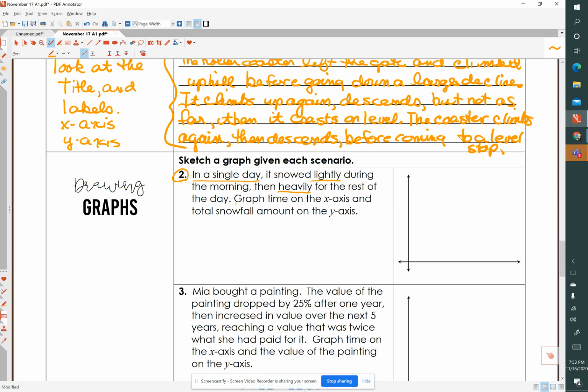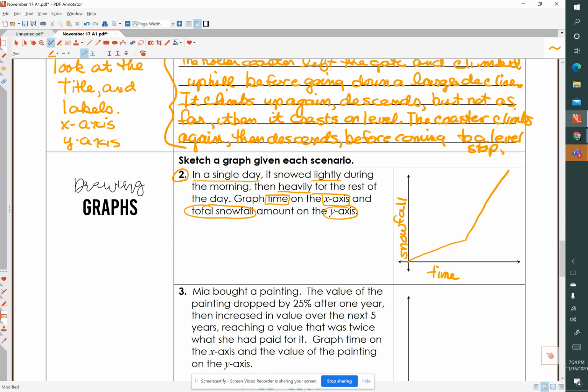Now we've got some instructions. Graph time on the x-axis and total snowfall on the y-axis. So let's label the axis first. Time is our x-axis. Snowfall is the y-axis. So it fell gently during the day, lightly during the day. Well, we assume it started out at 0. So I'm going to start out right in the corner. That's 0. And it snowed lightly throughout the morning and then heavily for the rest of the day.